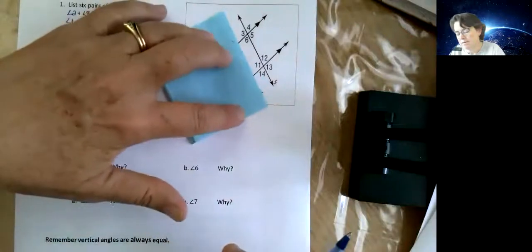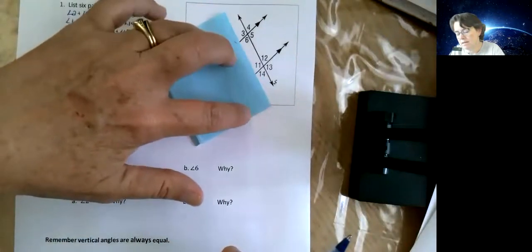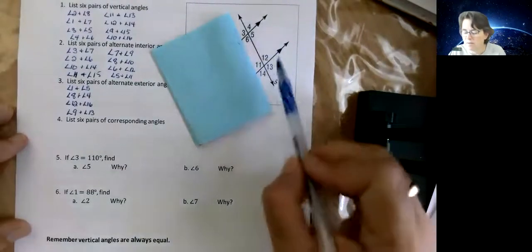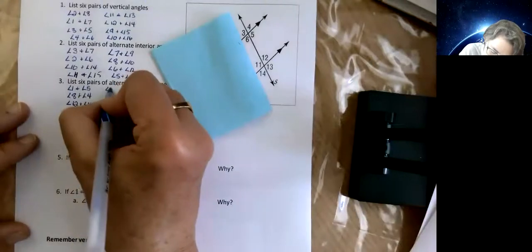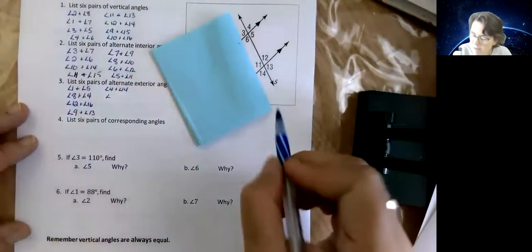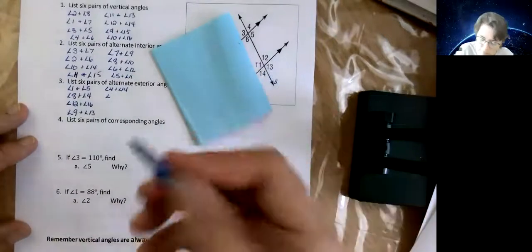Okay, now we got to do this one going kind of vertical there. So my outside ones are going to be 3 and 4 and 13 and 14. So 4 goes with 14, and angle 13 goes with 3.